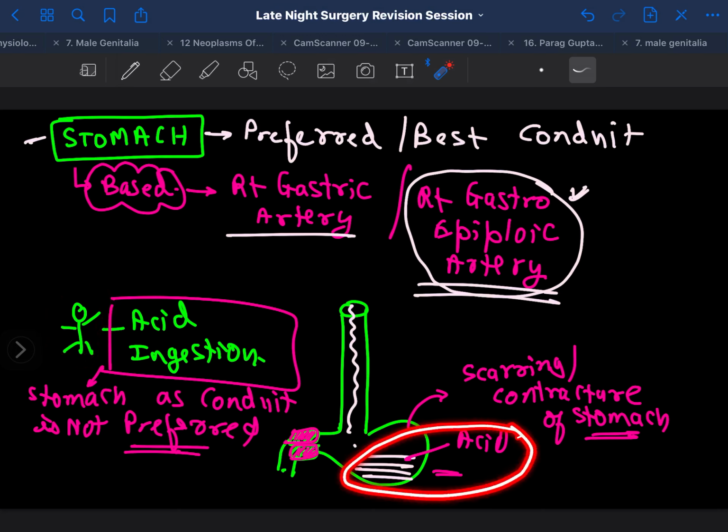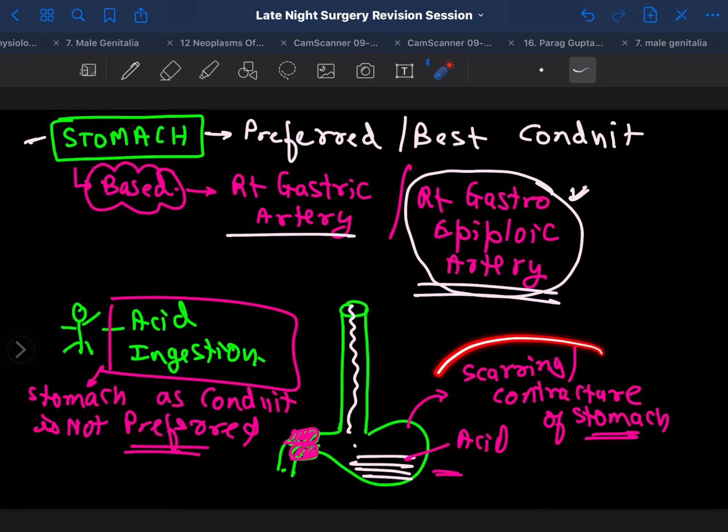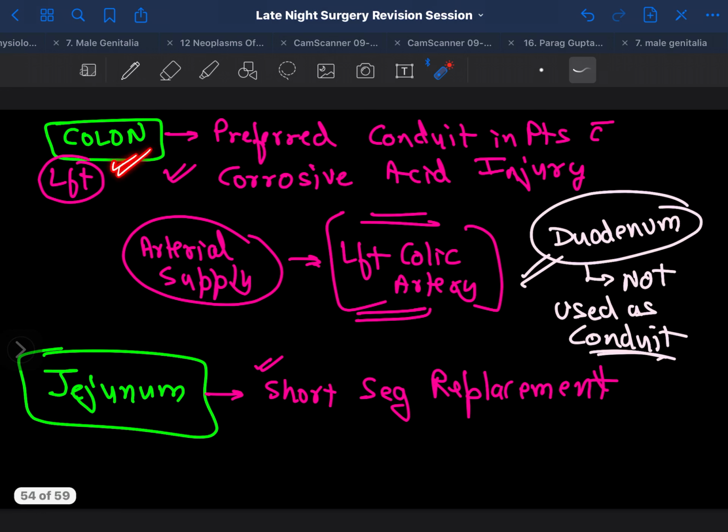Now, if you have a patient with an acid ingestion, it's logical that the acid will obviously go and accumulate in the stomach, and there it is going to cause scarring and contracture. So if you want to use the stomach as a conduit here, it is not a good idea, right? That is why we don't use the stomach as a conduit in this particular patient. Here what you do is use the colon, that is, the left colic artery. The left sided colon is basically used as a conduit. So it's a preferred conduit in corrosive acid injury patients.